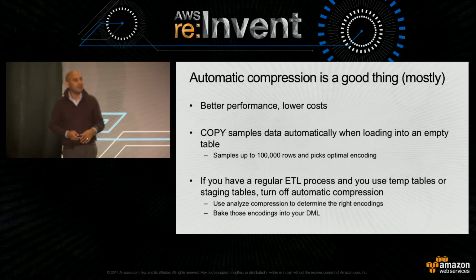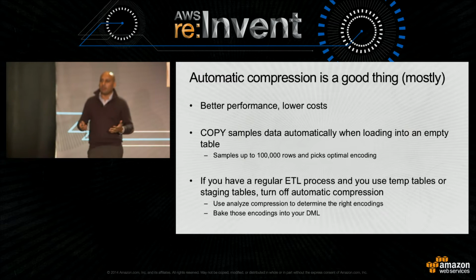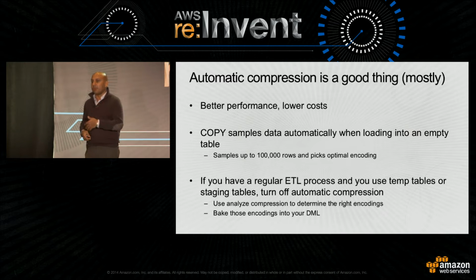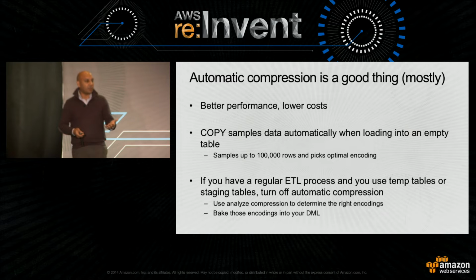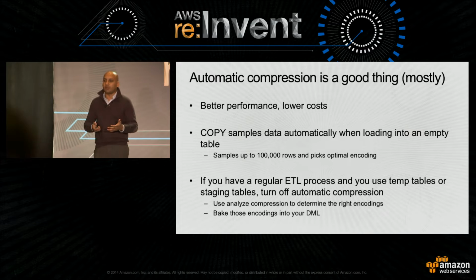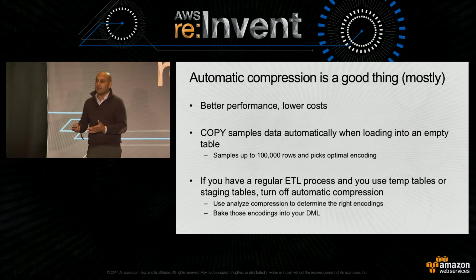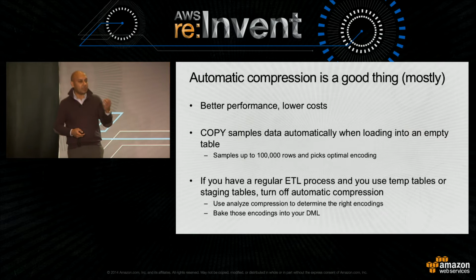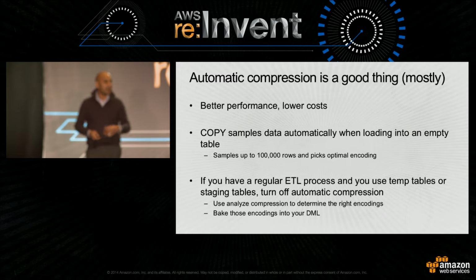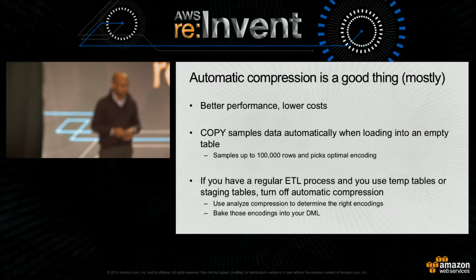So that's great. But if you have automated, repeated ETL processes where you might load a staging table, or you might drop a temp table, recreate it, automatic compression is just an overhead, especially if your data looks the same hour to hour or day to day. So turn it off and just pick the compression, define it as part of your DDL when you create that temp table, and you'll save yourself sampling time on repeated loads. So another way to squeeze more performance out of ingest.